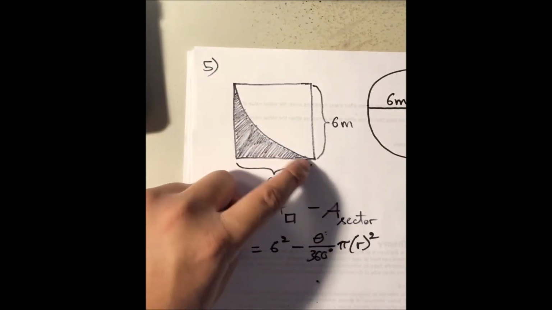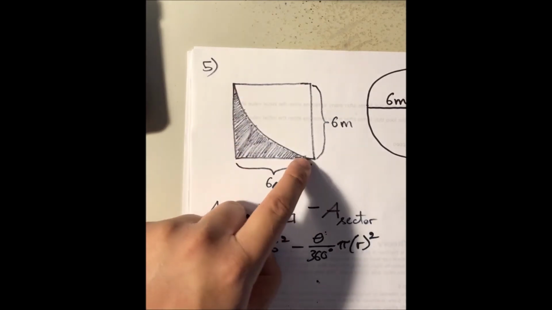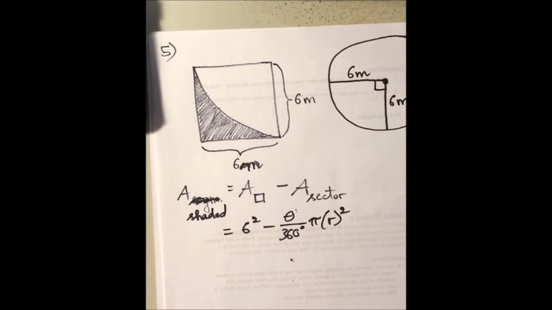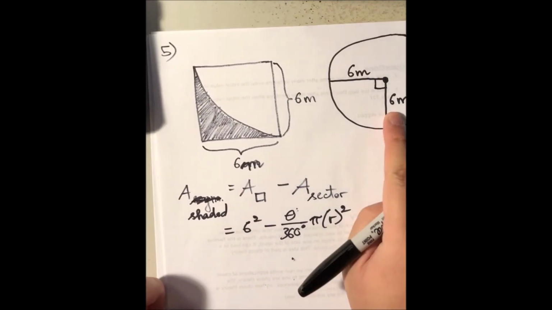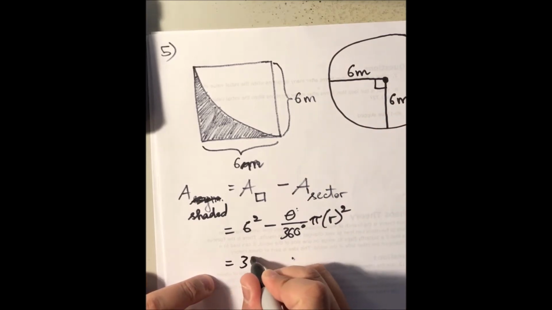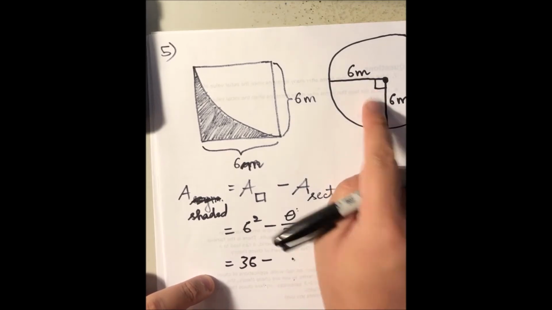Since this sector is inside a square, and the square has all 4 right angles, we know this angle is 90. So this is a 90-degree angle. So really, that's very easy. We know the radius is 6 meters already. Just plug it in here. So we got 36 minus the central angle, which is 90 degrees, right there.